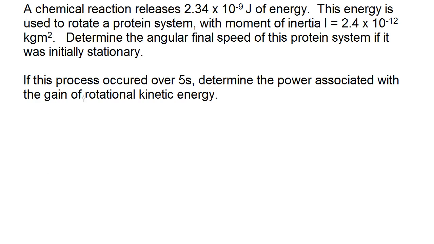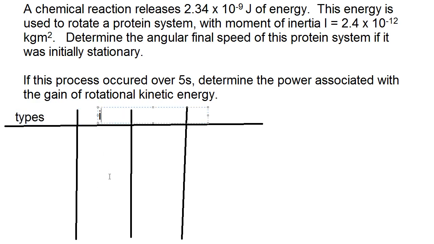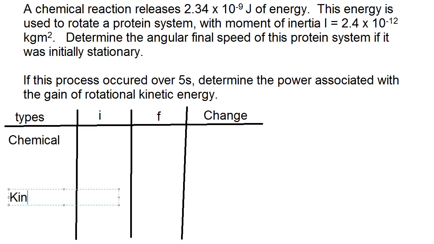So to do this, again, how you do this is up to you. Just for organizational sake, I like to make a quick little chart here because it helps us parse our problems. So as always, we're going to look at the types of energy that we have. We're going to look at how much we start with, or our initial amount, our final amount, and then the change. Now, for this particular system, we do have chemical energy, so we have energy stored in the bonds of molecules. And secondly, we have kinetic rotation. There's nothing really else here, so we're pretty much left with two.